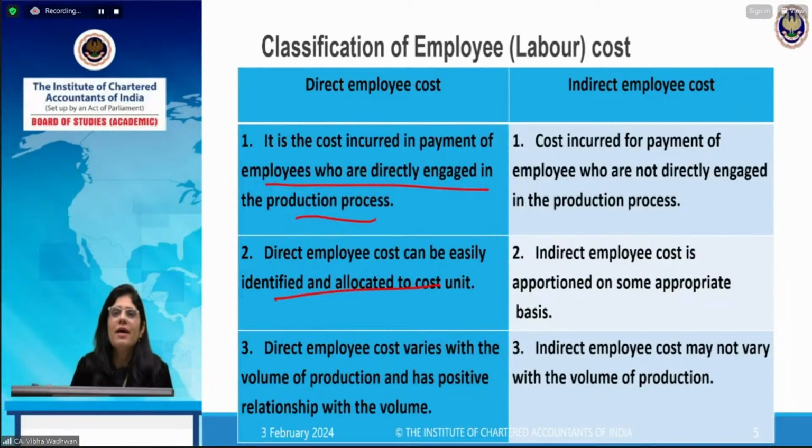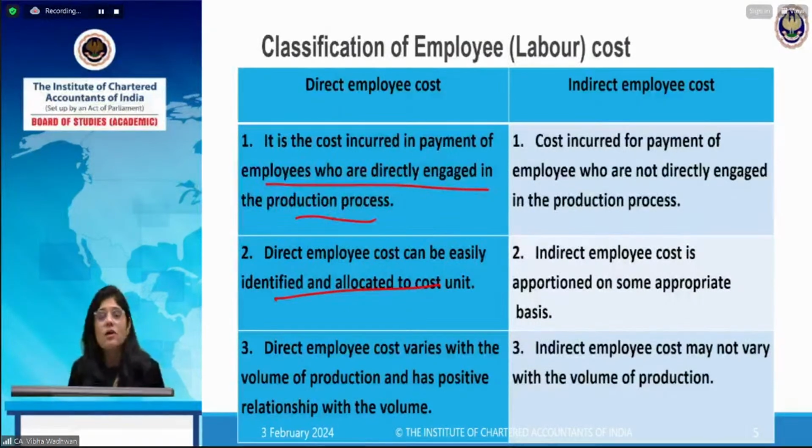But the supervisor salary, if he is getting 10,000 and he's supervising, let us say, 10 products, his salary will be apportioned, shared by all the 10 products. So 1,000 of the salary will be charged to each of the 10 products. So the shared apportionment is the indirect. Clear? Direct employee cost varies with the volume of production and has a positive relationship.